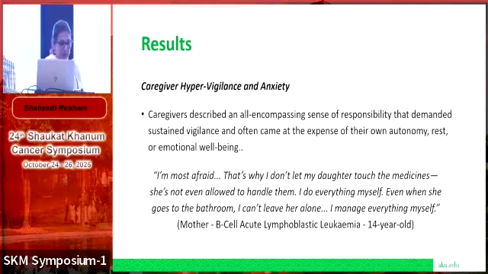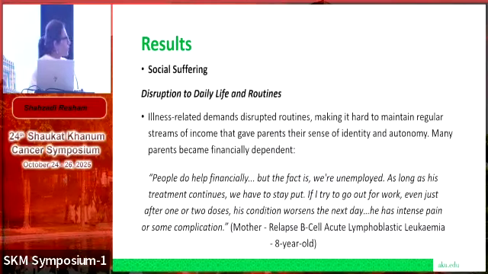I manage everything myself." Then there was a theme of social suffering, including disruption to daily life and routine, where the parents have noticed their routine has not been disrupted but has been difficult to manage. One of the mothers said that people do help financially, but the fact is we are unemployed. As long as the treatment continues, we have to stay put. I'll try to go out for work even just for 1 or 2 doses. His condition worsens. The next day he has intense pain or some complications.